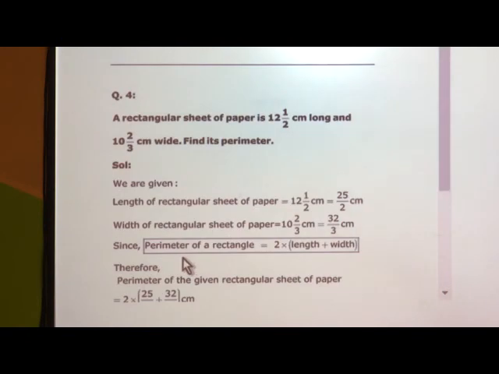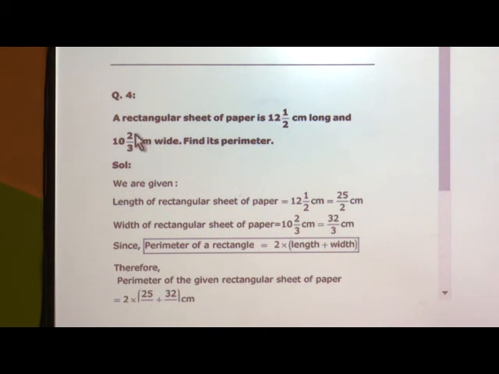Now we will have some word problems related to fractions. A rectangular sheet of paper is 12 whole 1 upon 2. You have your notebook in the form of a rectangular book whose measurement is 12 whole 1/2 centimeters long and 10 whole 2/3 centimeters wide. Wide means it is nothing but breadth. Find its perimeter. The word perimeter means what?